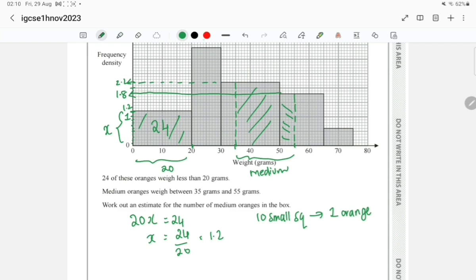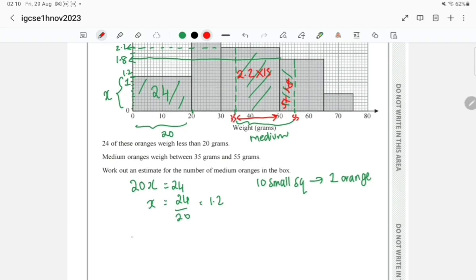So let's try to find this area. This part would be 2.2 times 50 minus 35. This will give me 15. And this small part here would be 5 multiplied by 1.8. Let's write it here. So it would be 2.2 times 15 plus 1.8 times 5. And this will be giving me, let's put this in our calculator quickly. So 2.2 times 15 plus 1.8 times 5. This is 42 oranges.